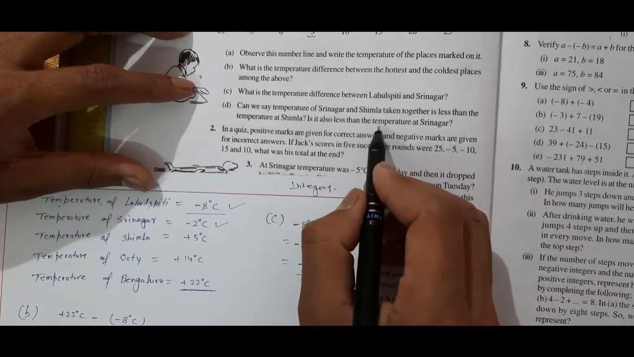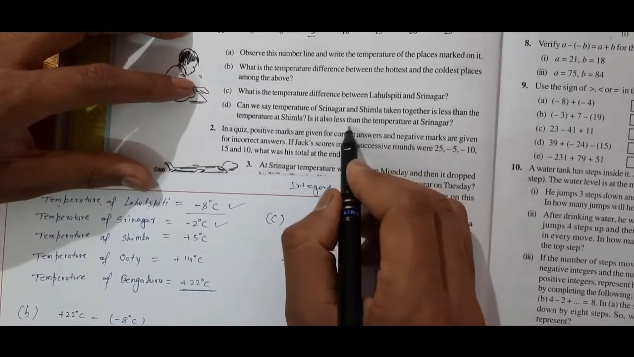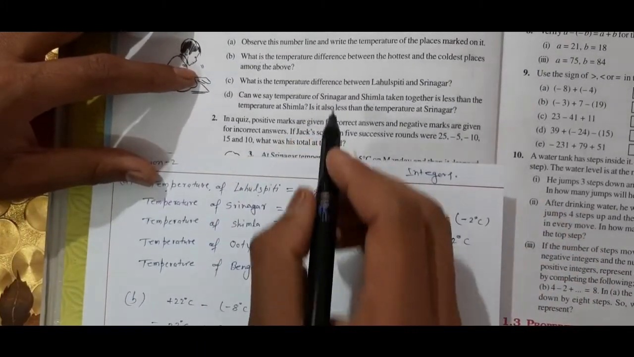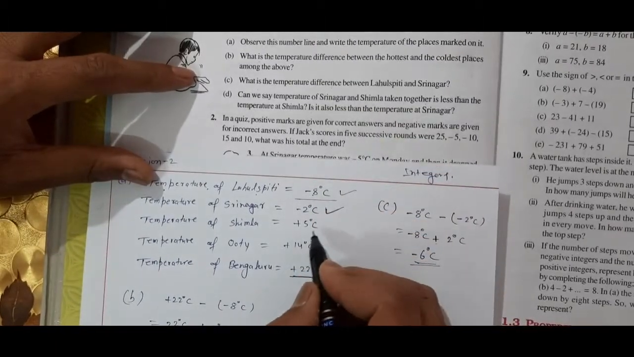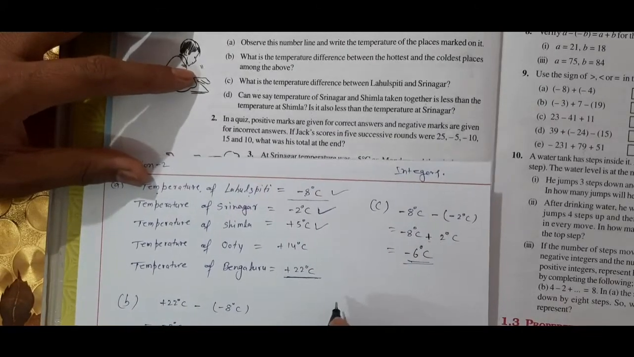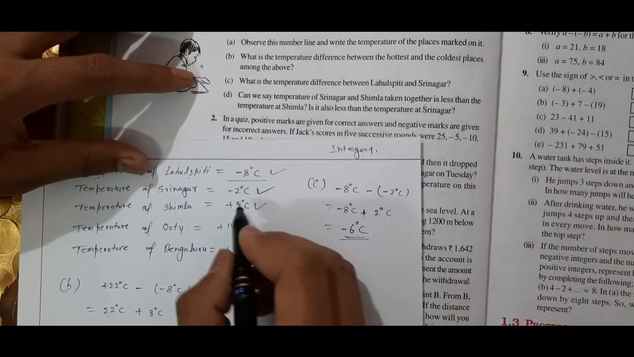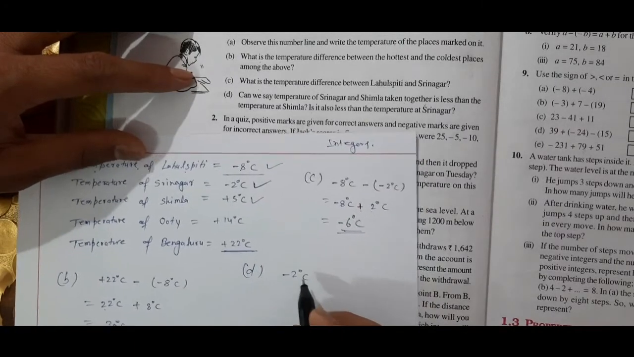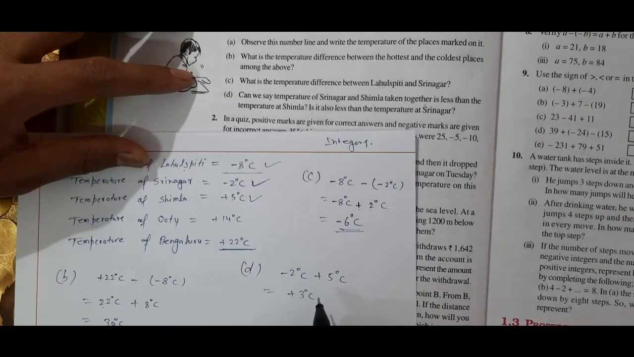And we have to check the sum of temperature of Srinagar and Shimla is less than temperature of Srinagar. First, here temperature of Srinagar is -2 degree Celsius and temperature of Shimla is +5 degree Celsius, and taken together means sum. Now, sum of temperature of Srinagar and Shimla is -2 degree Celsius plus 5 degree Celsius. -2 plus 5 is +3 degree Celsius.